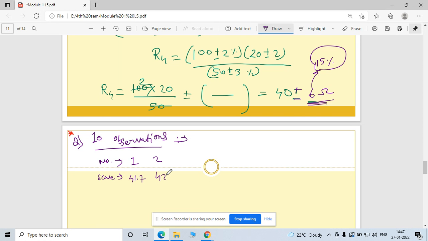Second is 42. Third is 41.8. Fourth is 42. Fifth is 42.1. Sixth is 41.9. Seventh is 42.5. Eighth is 42. Ninth is 41.9. And tenth is 41.8. So these are the different scale readings given to you.